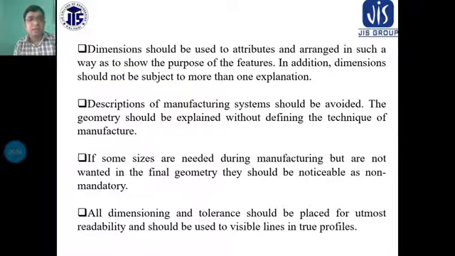If some sizes are needed during manufacturing but are not wanted in the final geometry, they should be noted as non-mandatory. That means the sizes needed during manufacturing but not wanted in the final geometry should be noticeable as non-mandatory.